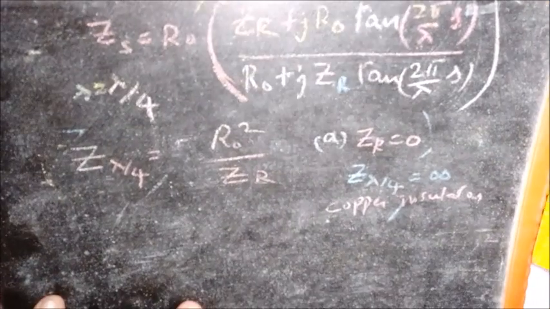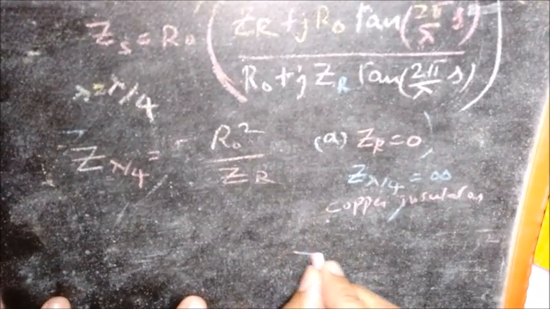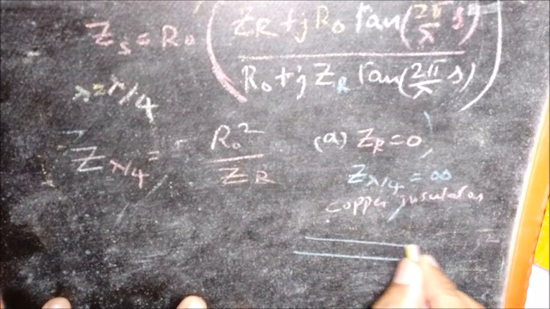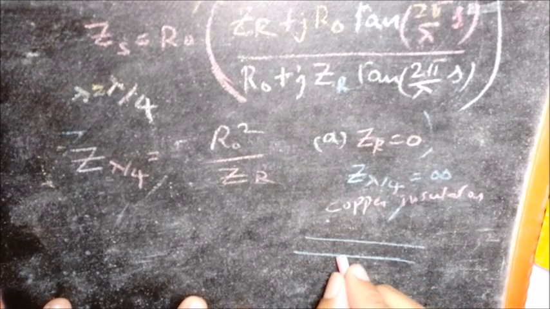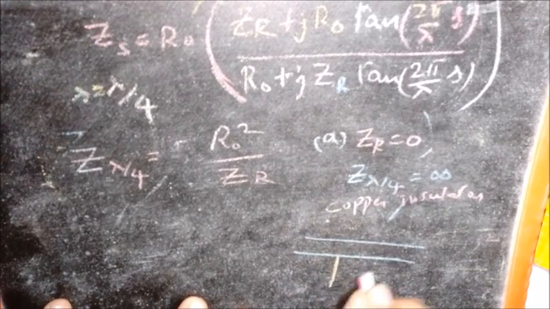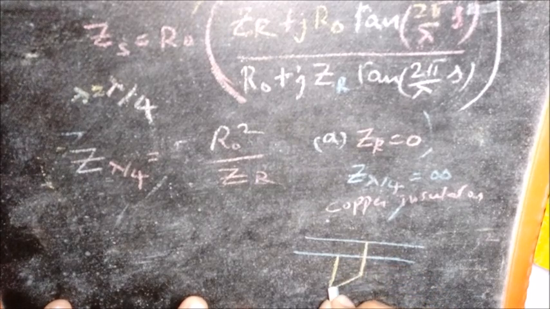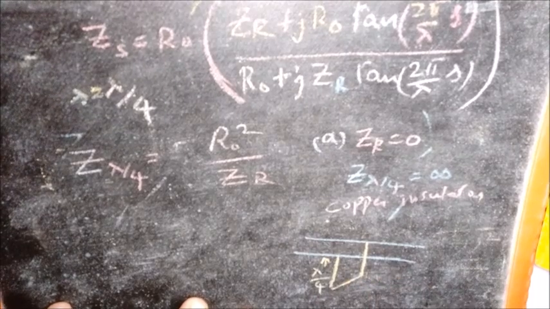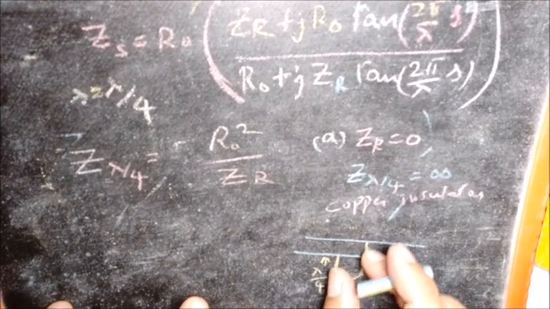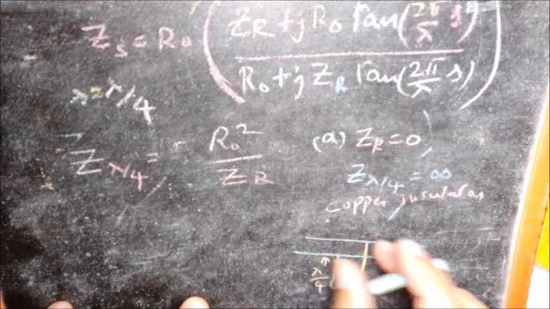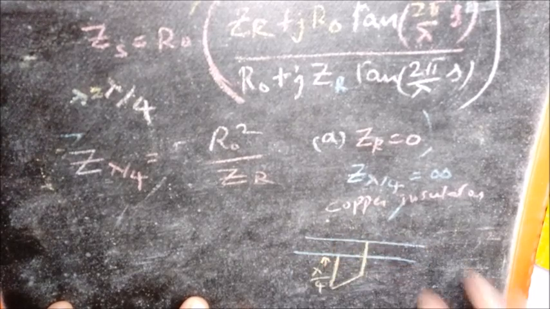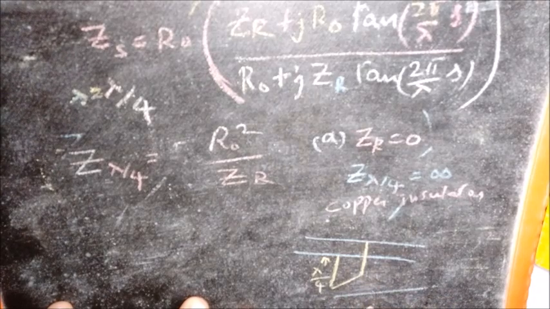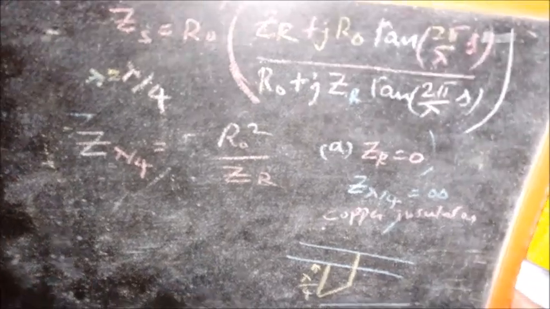An application of this is that if you have a parallel wire transmission line, you can use a lambda by 4 line like this, which is short circuited. You can use this as a support for the transmission line, because when you see from here, it has infinite impedance. This will not short the signals which are passing through. So this is one particular application, and the same thing can be done for coaxial cable as well.